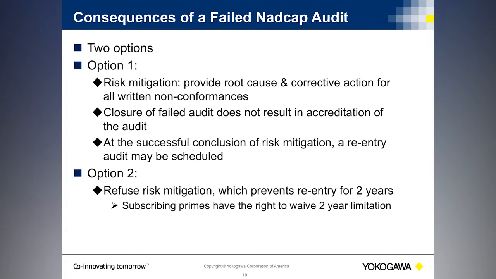Your second option is to refuse risk mitigation, and that will prevent the supplier from re-entering the program for 2 years. After that 2-year period, you'd be removed from the system. After the 2 years of being in the failed criteria, you're removed from the system and you go back as an initial accreditation audit. Subscribing primes have the right to waive the 2-year re-entry limitation if that's an option.